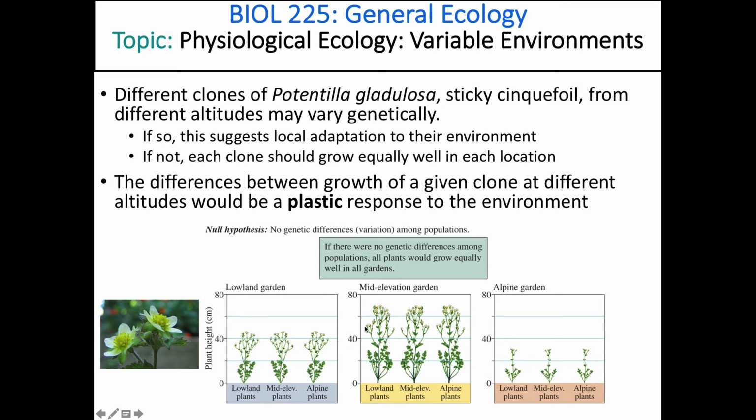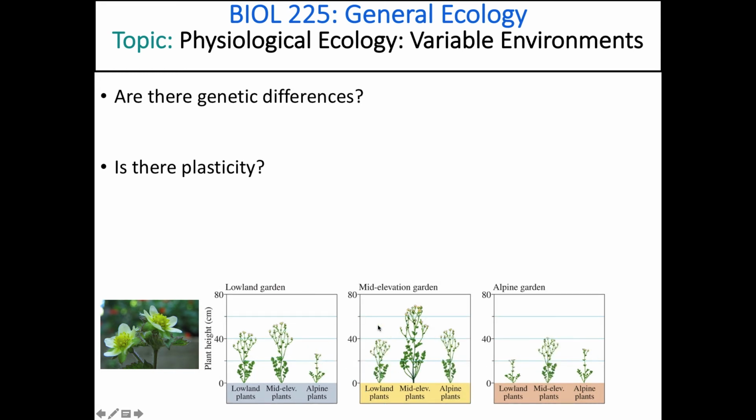And the differences between the same morph, so the lowland plants in the lowland garden versus the mid-elevation garden versus the alpine garden, those differences are due to plasticity. Okay, so here are your plastic responses, and then here's your evidence that there are no genetic differences. So here are the actual results.